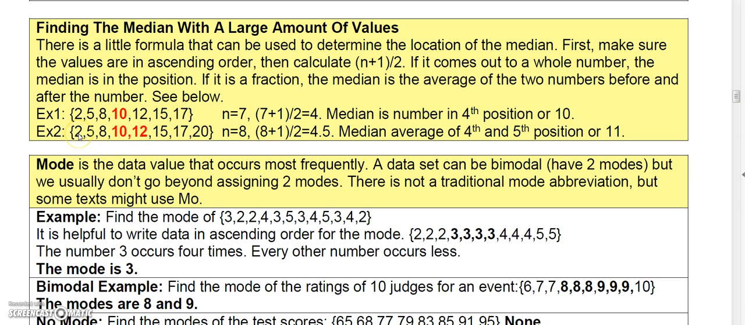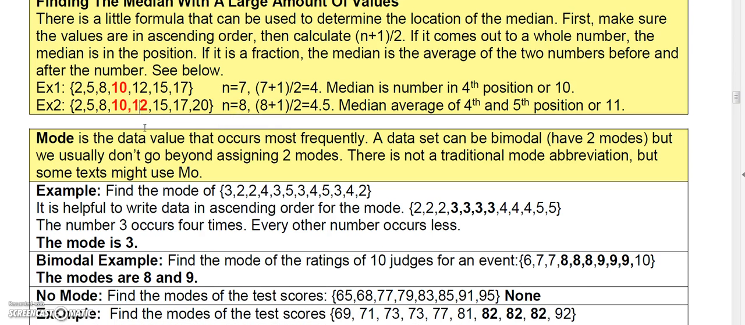In the next example, I actually have 8 values, so I would add 1 to 8 and then divide by 2, and I would get 4.5. So that would tell me that the median is the average of the 4th and 5th position, and the 4th and 5th position are the 10 and the 12, and if I average those, I get a median of 11.